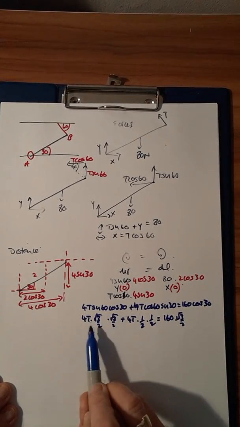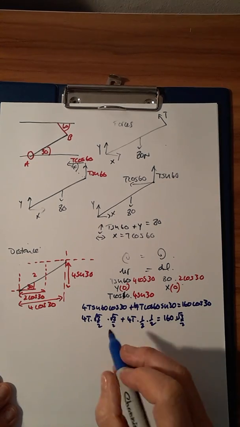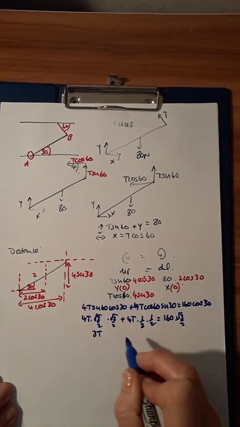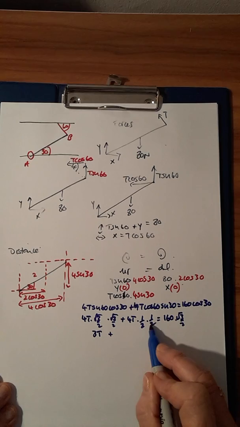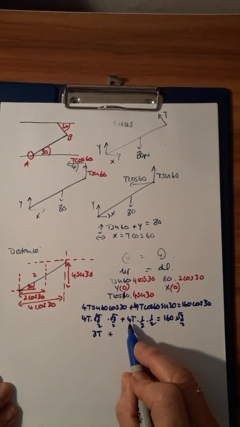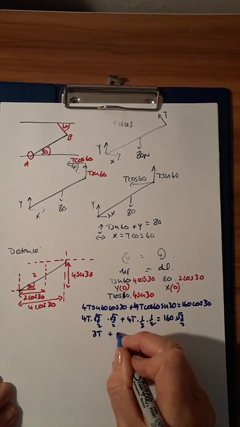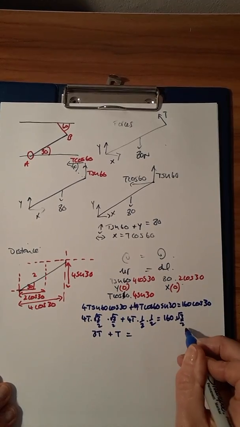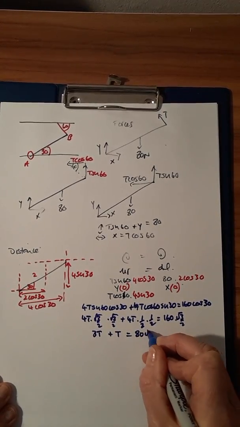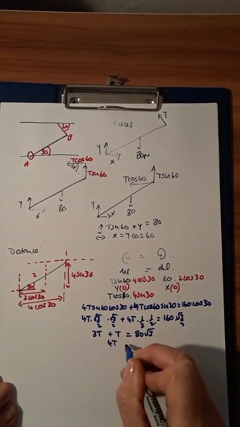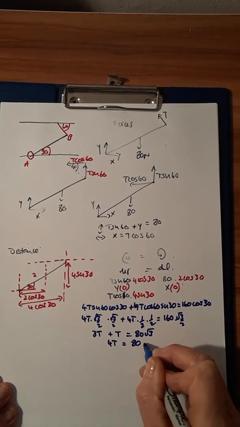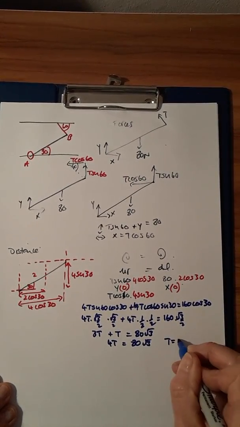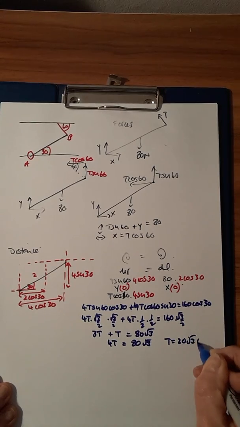Okay, so those 2 2s are 4 will cancel with that 4 there. That will give me 3T for that bit, plus those 2 will cancel with this one here. That will give me a T, and that's equal to, 2 will go into that 80 times 80 root 3. So I have 4T is equal to 80 root 3. So that means T is equal to 20 root 3, and of course that's newtons.